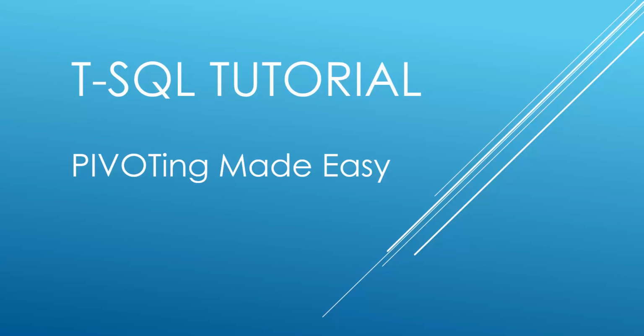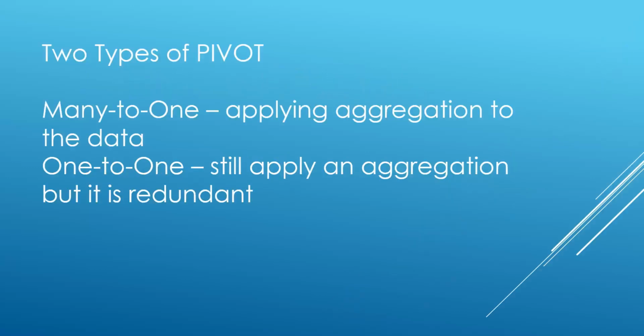I am BeardedDev. This is a T-SQL tutorial and it's going to be all about pivot. So there are two types of pivot operation. There is many to one, where we take many values, apply an aggregation to those values and just return one result. So we'll be applying an aggregation to the data.